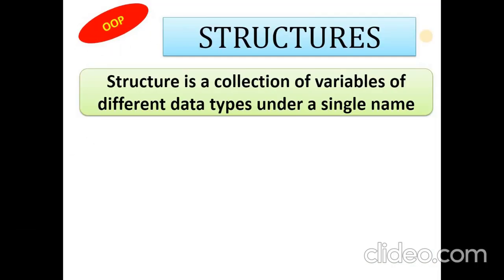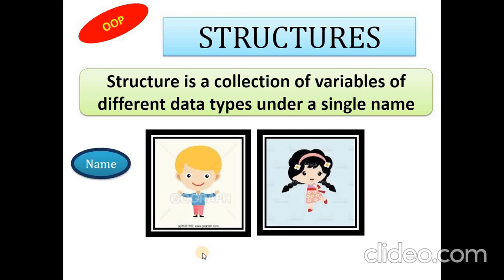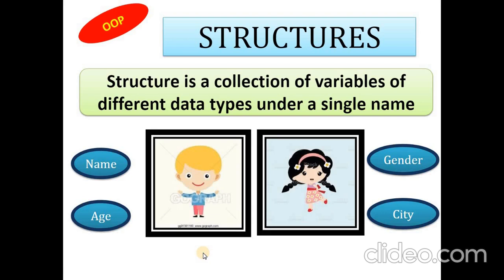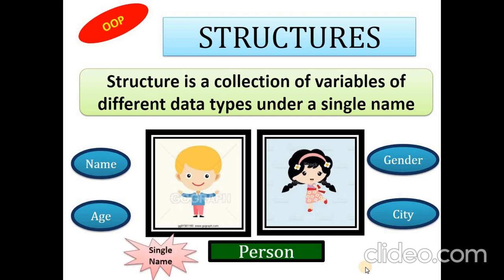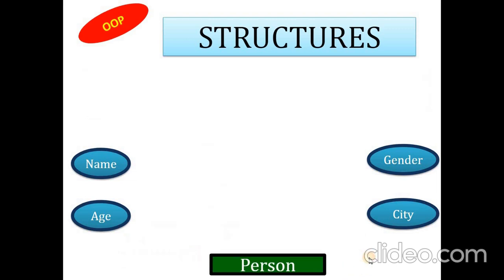Structure is actually a collection of various variables of different data types under a single name. So for example, consider that a person can have a name, an age, gender and city. These are different variables which have different data types. Name is of string type, age can be of integer type, gender can be of character data type, city can be of string data type, but all belong under a single name, that is person. So the person can be a boy or a girl, but they can have different properties or different data type variables as name, age, gender and city.